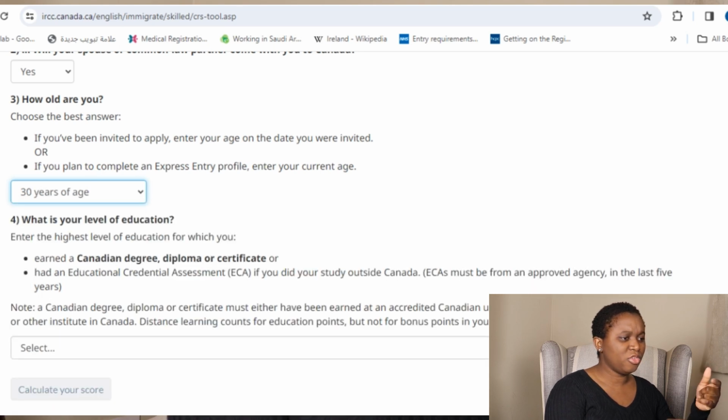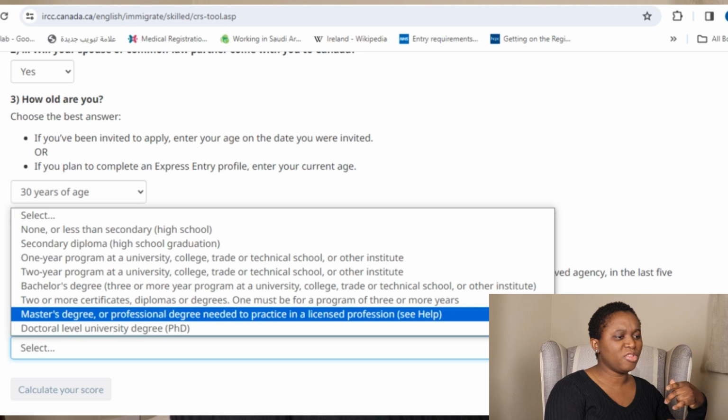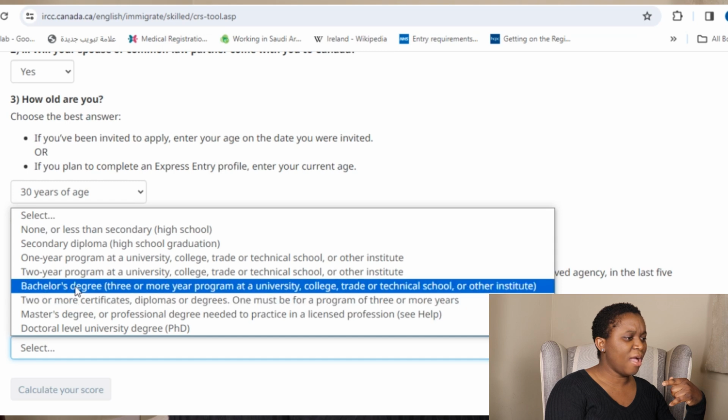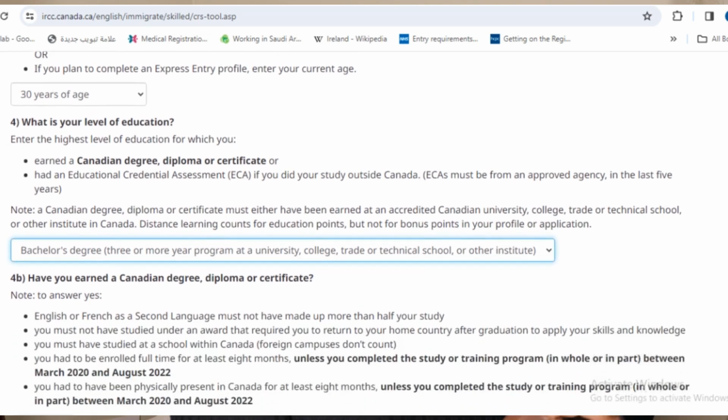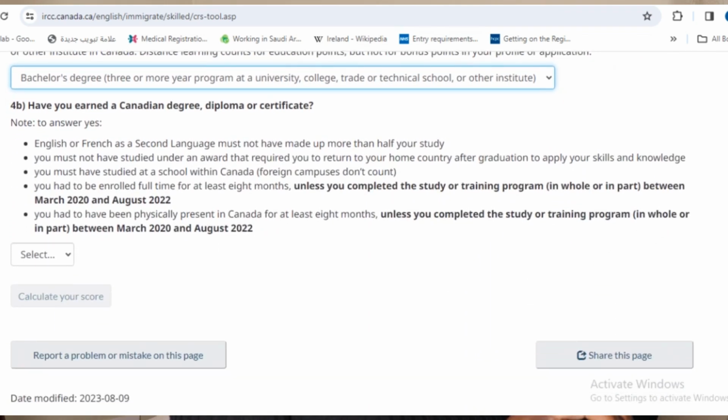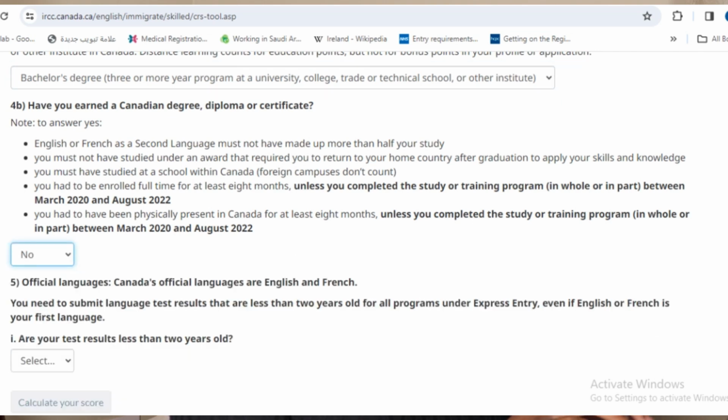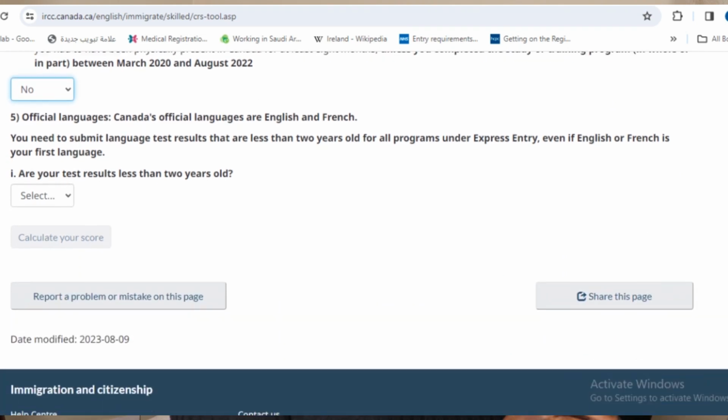And what is your level of education? Enter the highest level of education for which you earned a Canadian degree, diploma, or certificate, or had an education credential assessment. So if you earned a Canadian degree or you studied outside of Canada, what is your highest education? I'm just going to say I have a bachelor's degree. Have you earned a Canadian degree, diploma, or certificate? That's either a yes or a no. I haven't studied in Canada, so I'm going to say no. If you have, that's going to be a yes for you.